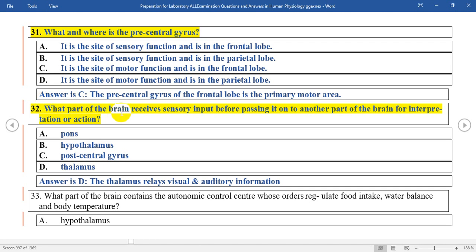32. What part of the brain receives sensory input before passing it to another part of the brain for interpretation or action? Pons, hypothalamus, postcentral gyrus, thalamus. Answer is D. Thank you.